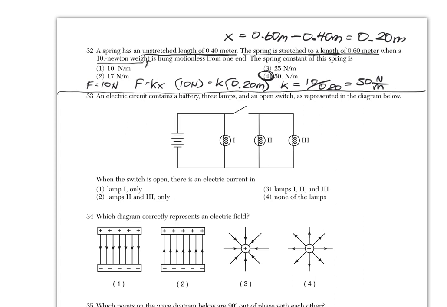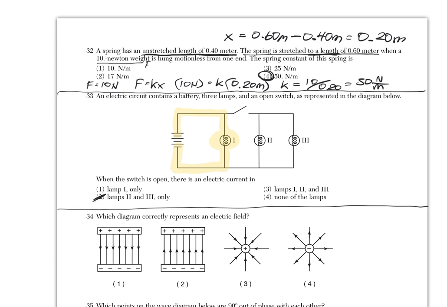33. Looks like it's some kind of electricity question. Ooh, this question was on our test this year. But anyway, when the switch is open, there's an electric current in what? Well, there's going to be an electric current wherever there is a loop. So I can see that coming out of the positive, I hit bulb 1, and I come back to the battery. I will definitely get electricity out of bulb 1. So I want to have an answer that includes lamp 1.